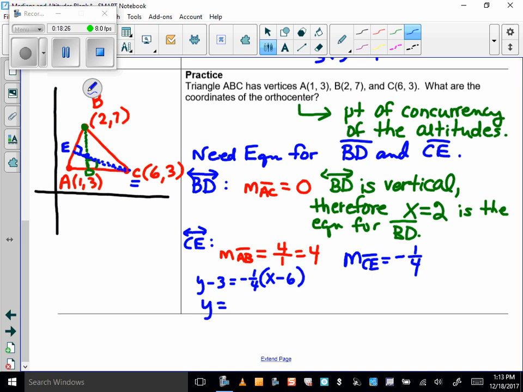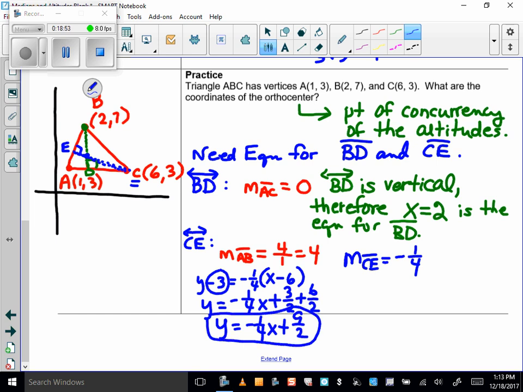So y equals negative 1/4 x. Negative 6 times negative 1/4, let's see, that'd be positive 6/4. So positive 3/2. And then I'm going to add this 3 here to both sides, so plus, and that would be 6/2. So y equals negative 1/4 x plus 9/2. So there's my equation for CE.